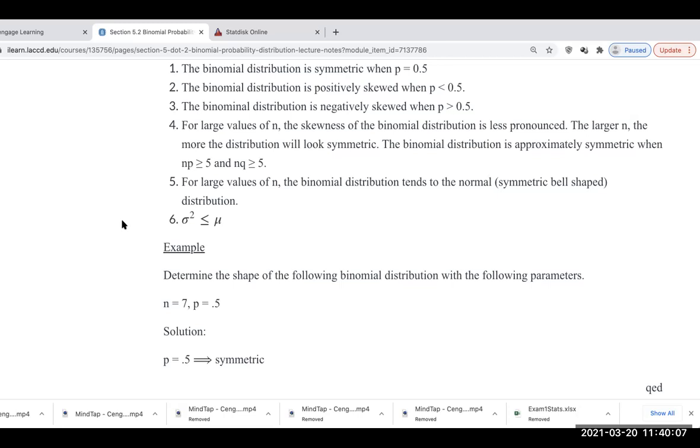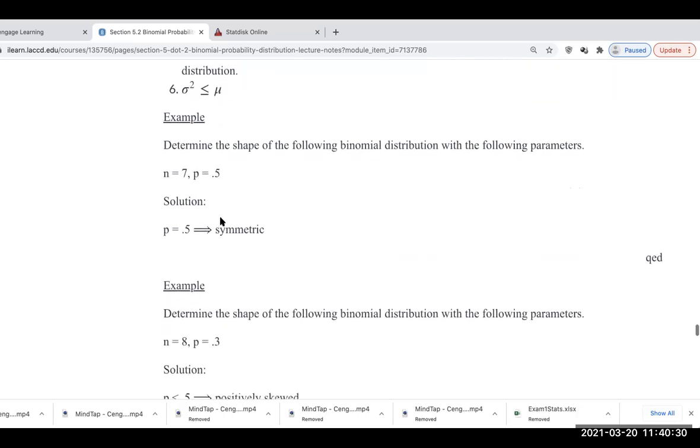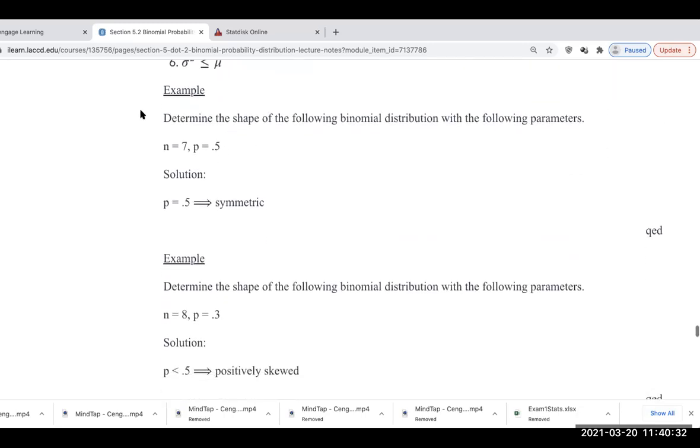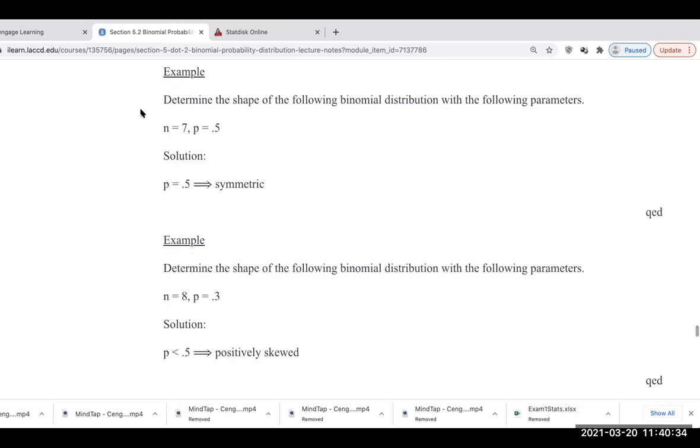We've shown that for a binomial distribution, the expected value, the mean, mu, is NP, whereas the variance is NPQ. Since Q is always less than or equal to 1, then the variance is always less than or equal to the mean for a binomial distribution. So let's look at some examples here.